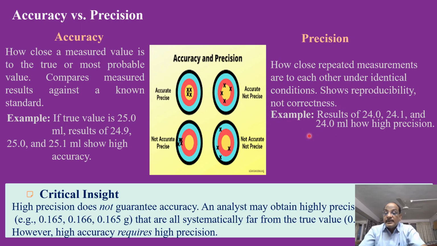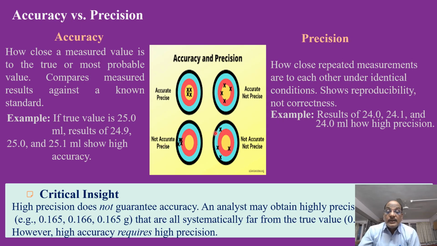It can be very well explained from this example: results of 24.0, 24.1 and 24.0 ml show high precision. Here it is not at the center. These four crosses are not at the center. Therefore, it is not accurate but precise. The four crosses must be inside this yellow oval shape. But these four crosses are present on this blue circle, outside the yellow, meaning these results are not accurate but they are closely related. That's why it is known as not accurate but precise.